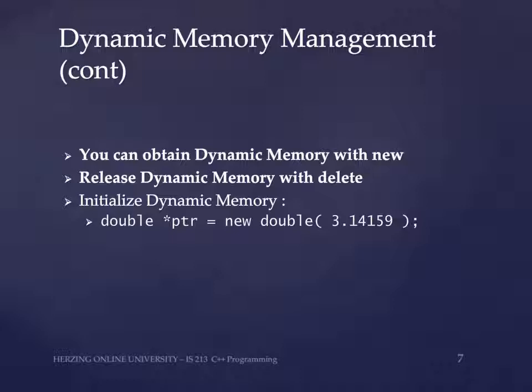You can provide an initializer for newly created fundamental type variables, as in double *ptr = new double(3.14159). The same syntax can be used to specify a comma-separated list of arguments to the constructor of an object.